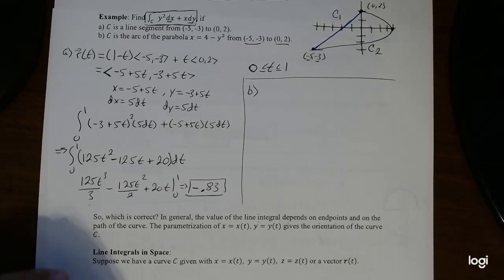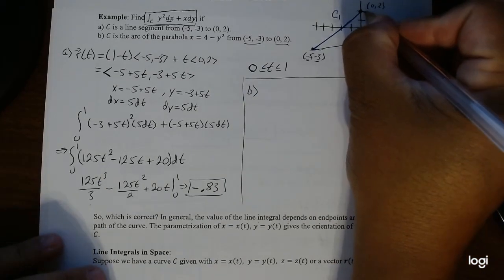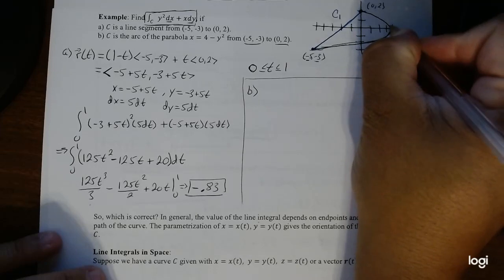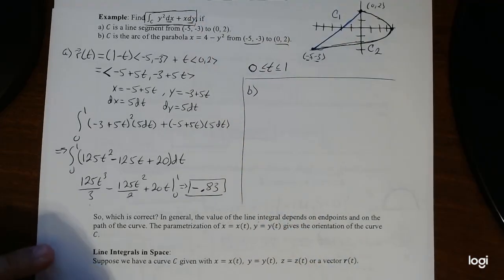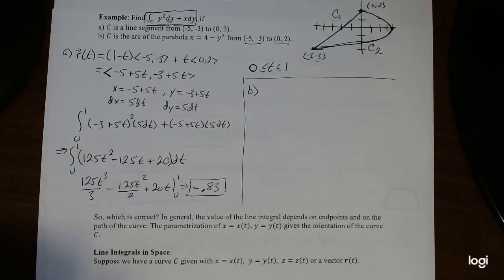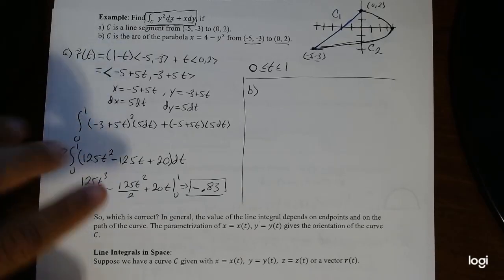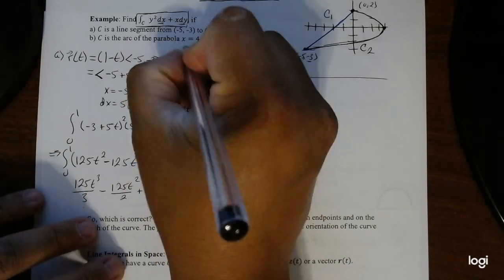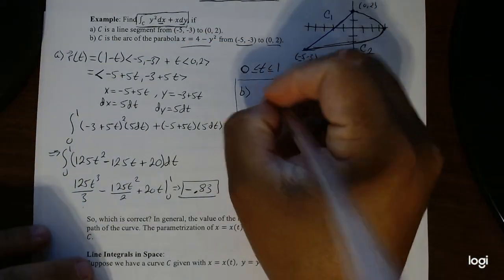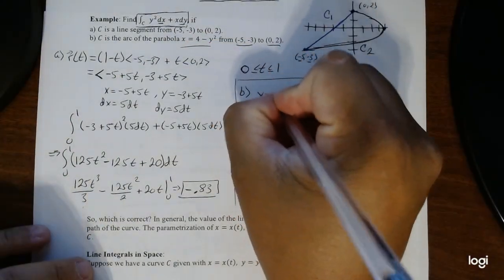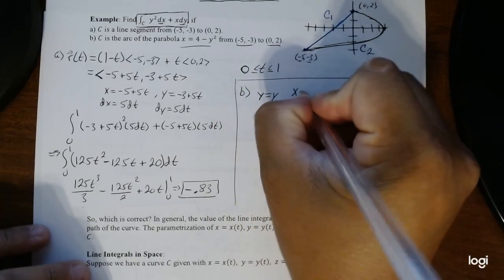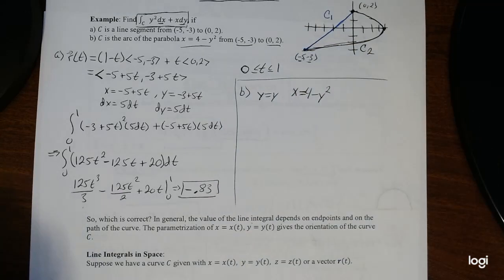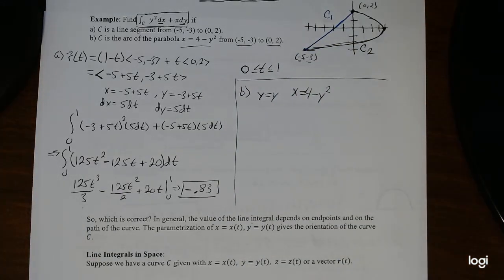Okay. So now this is the curve we're going to be doing our integral of. We want to find the line integral over C2 of this function. Now, unlike the other one, where we had to find the vector, this one we're given. So we're going to use our parameterization of y equals y, and x equals 4 minus y squared, because it's already in terms of x and y. So we don't have to convert it to any t values.